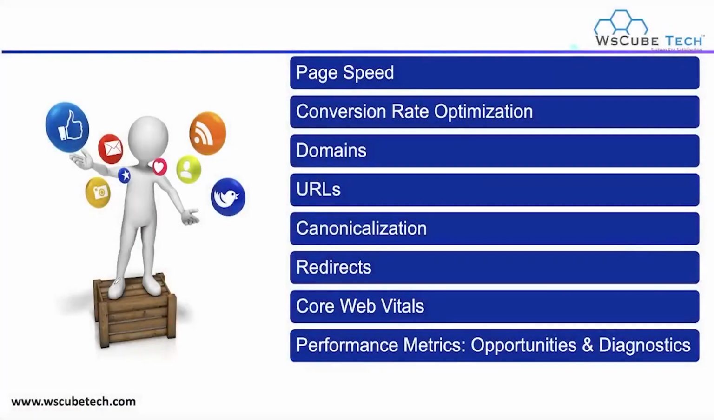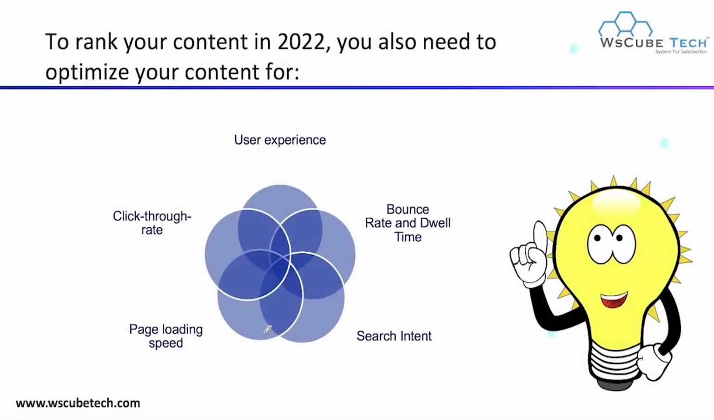Okay. Next, other factors we have are your page speed, conversion rate optimization, your domain, your URL optimization, your canonicalization if you have, we have to improve that, redirects, core web vitals, your performance metrics, that is your opportunities and diagnostics. So these all are the important metrics which you have to focus on.